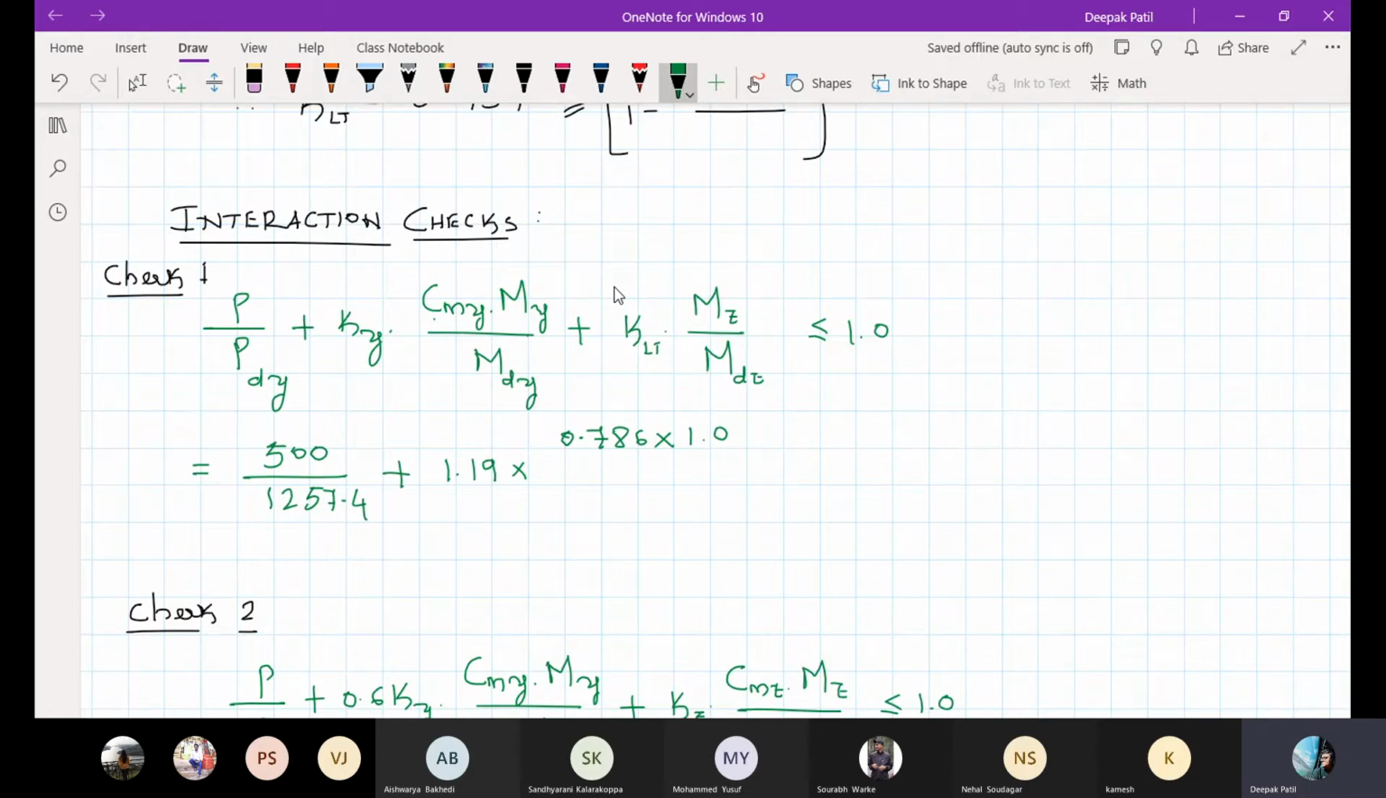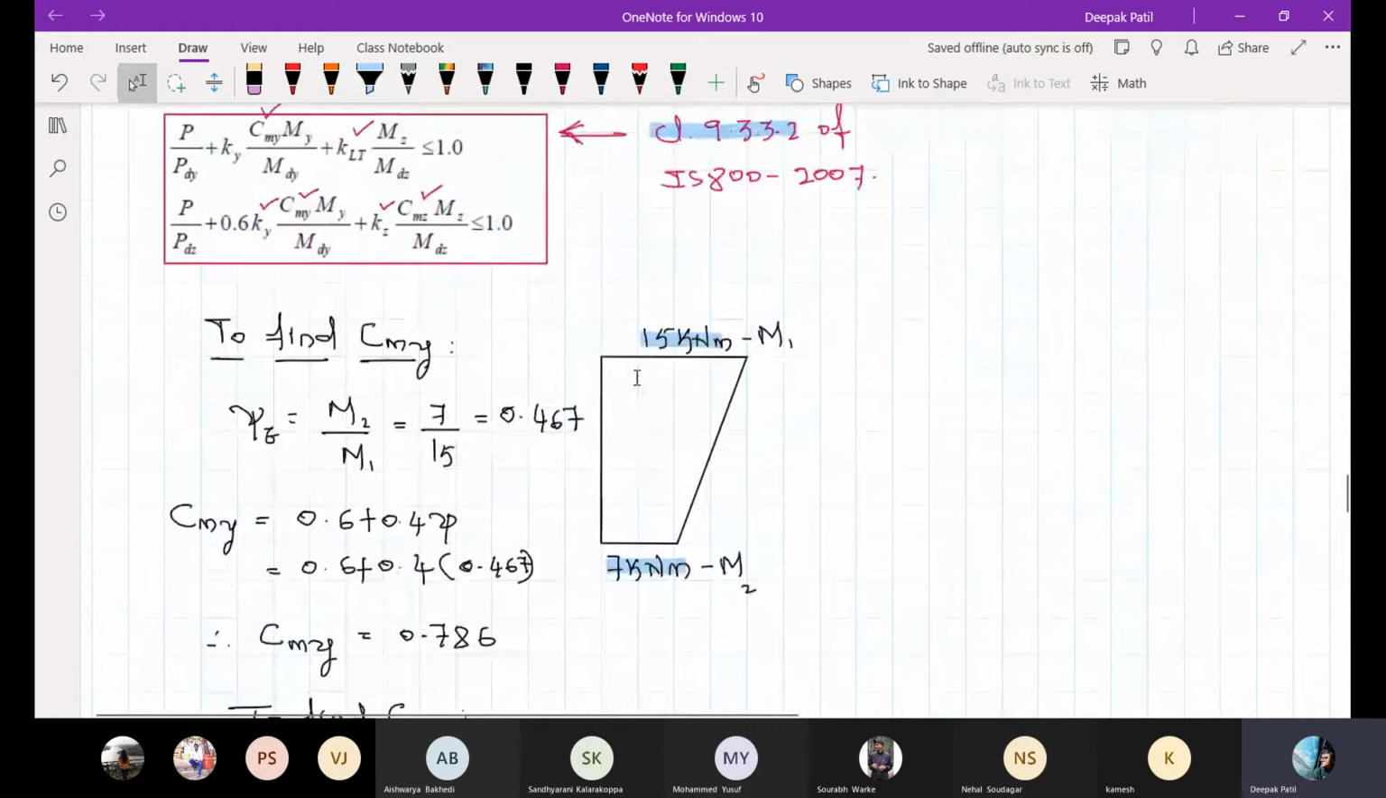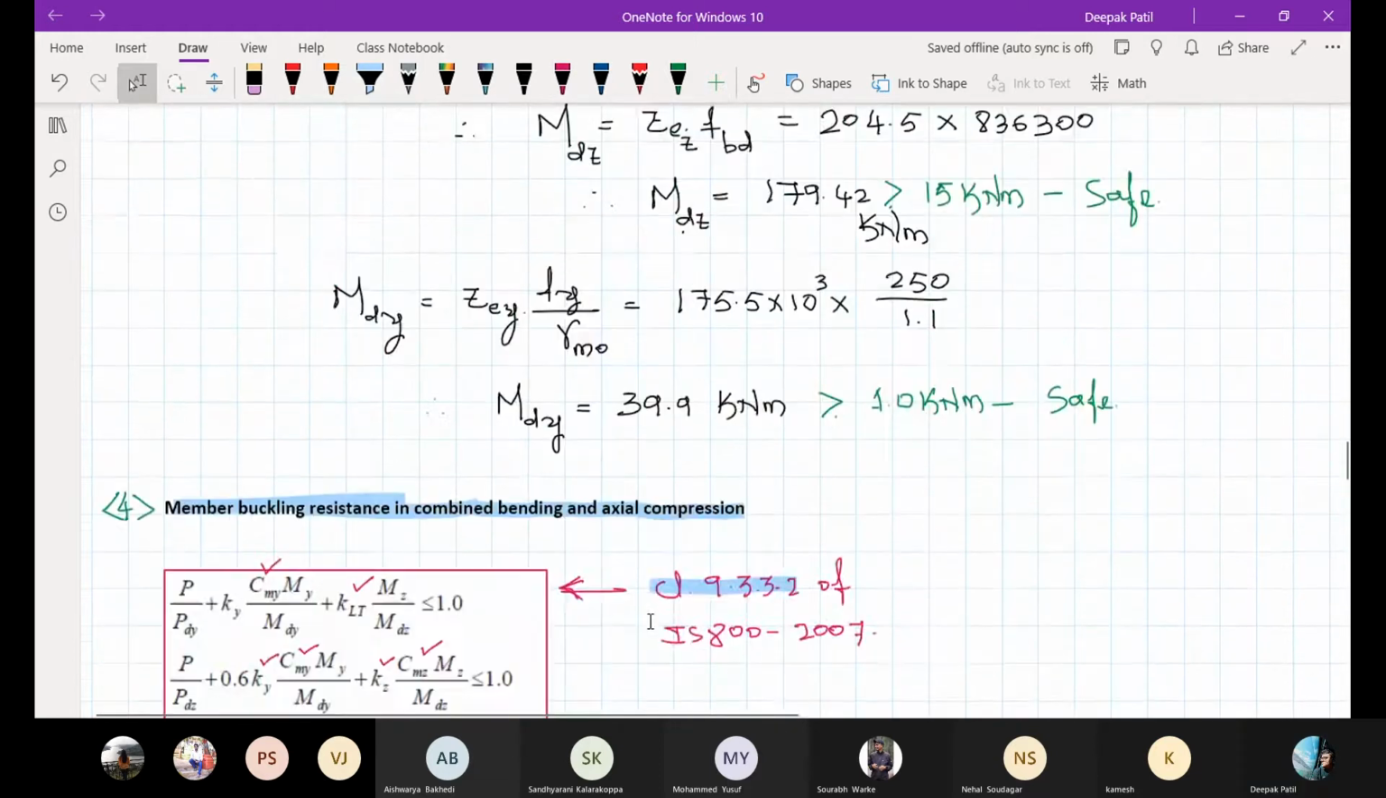So 1 and 0.75 are there. Which is maximum is 1. So that I have to take divided by MDY. So MDY also we have calculated. MDY is 39.9.